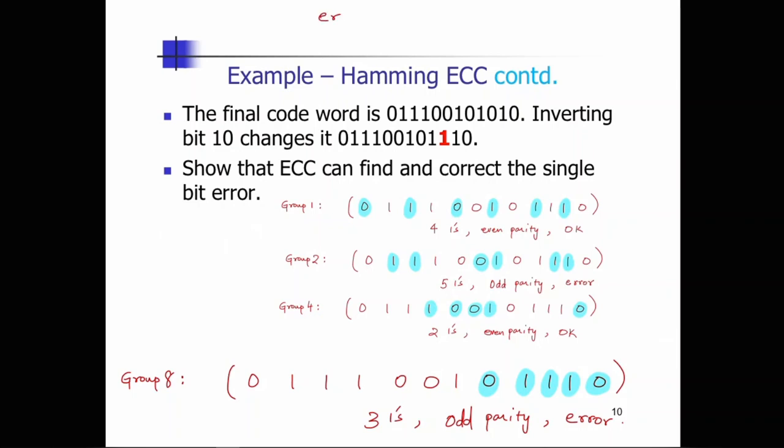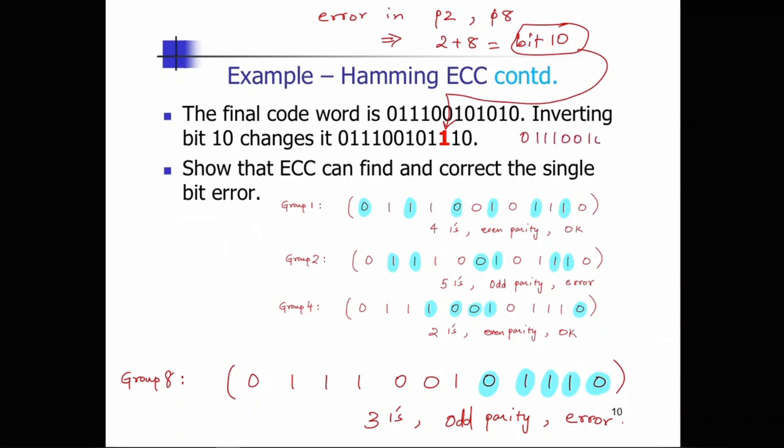So error in P2, P8. That means that I've got an error in bit 10, which is pointing to the location that actually had an error. By just flipping it, I will have corrected it, which means that if I flip just that bit, I've got 0 1 1 1 0 0 1 0 1 0 1 0, which is the 12-bit pattern that I stored. All right, so that's how the error detection and single error correction happens using the Hamming error correction code.